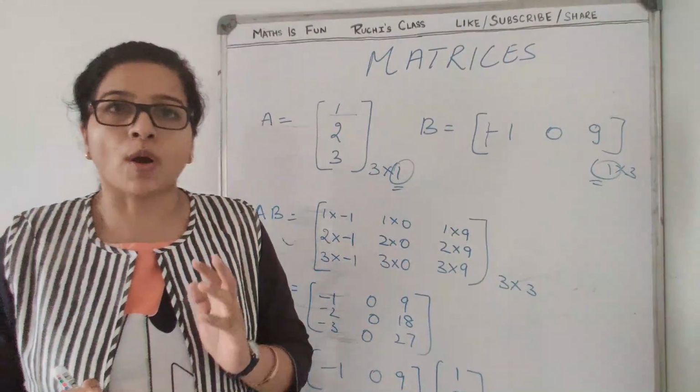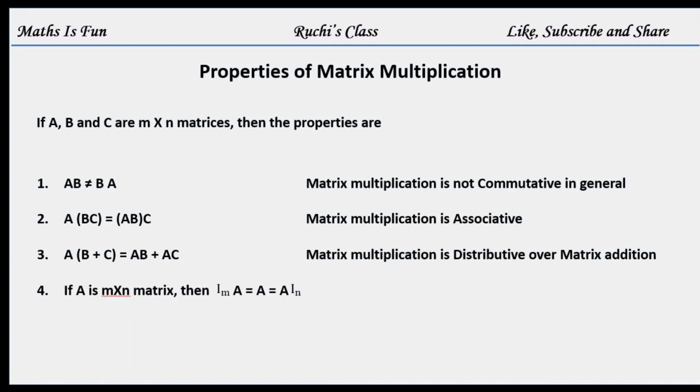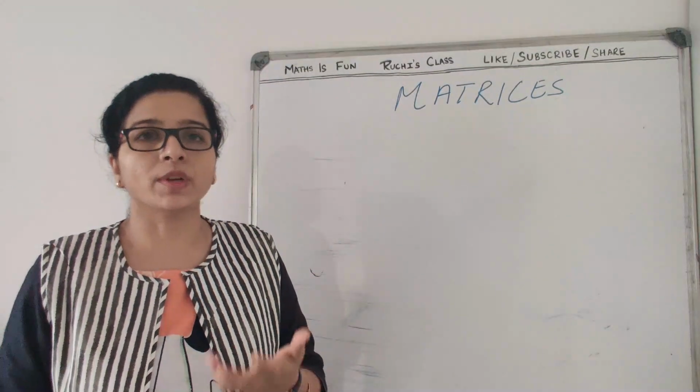Now I will tell you some of the properties of matrix multiplication. In the previous example I showed you that matrix multiplication is not commutative in general. But matrix multiplication is associative, that is, AB into C is equal to A into BC, and matrix multiplication is distributive over matrix addition. If A is a matrix of M cross N, then the identity matrix of order M into A is equal to A into the identity matrix of order N.